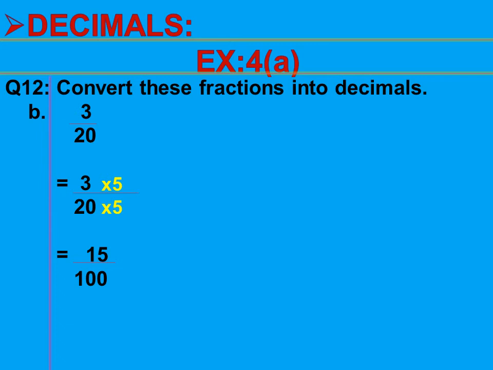Now, when we get a multiple of 10, that is 100, in the denominator, it's very easy and simple for us to write the decimal number. We will simply replace these zeros with the digits in the numerator. Now we will replace this 0 with 5. We will replace the next 0 with 1 and at the end we will write 0.15. We will replace 1 with point.